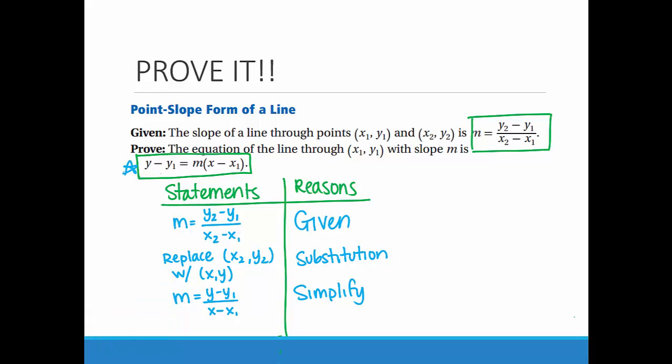And now, what we have to do is multiply both sides by the x minus x1. The reason we can do this is the multiplication property of equality. So we end up with m times x minus x1 equals y minus y1, which is this formula. So this formula, this point-slope form, comes from the slope of a line.